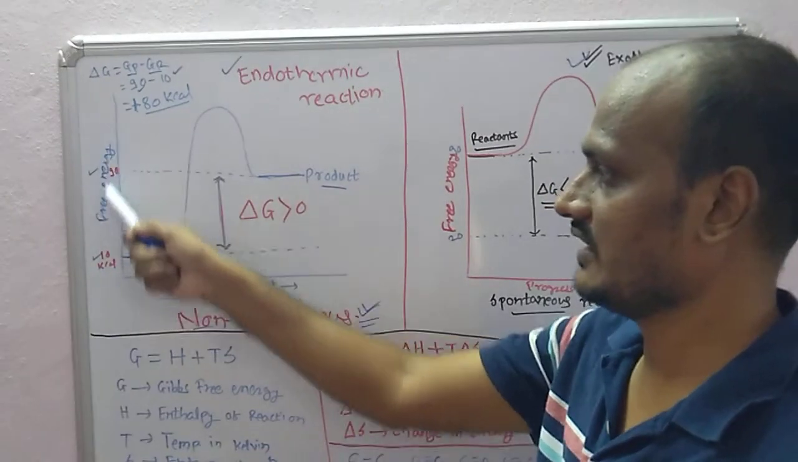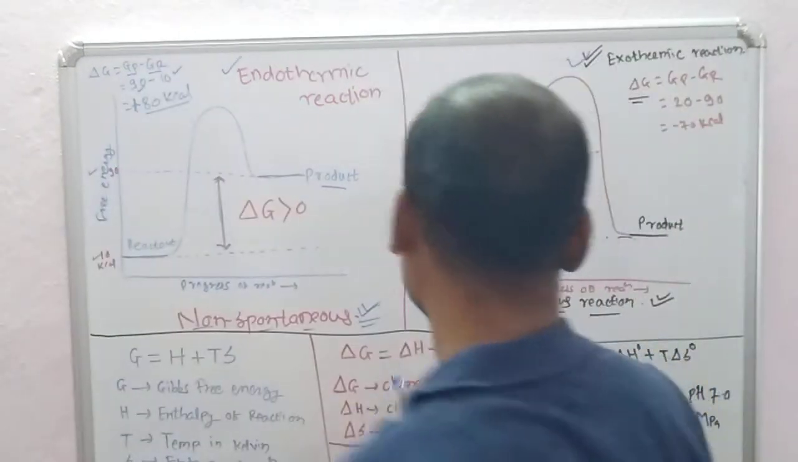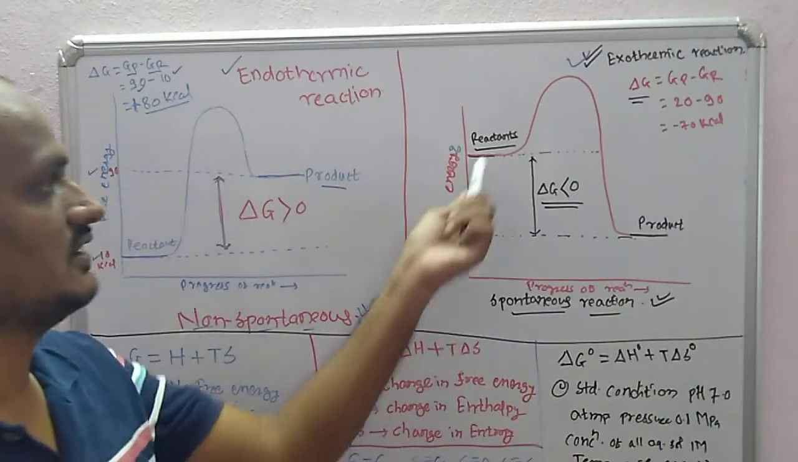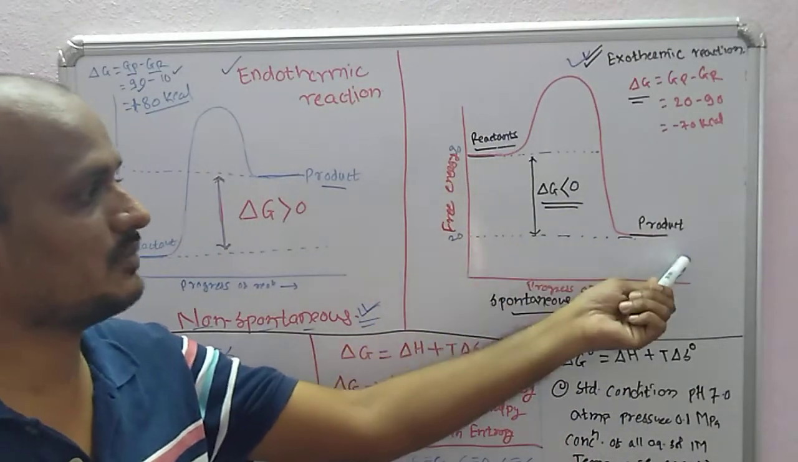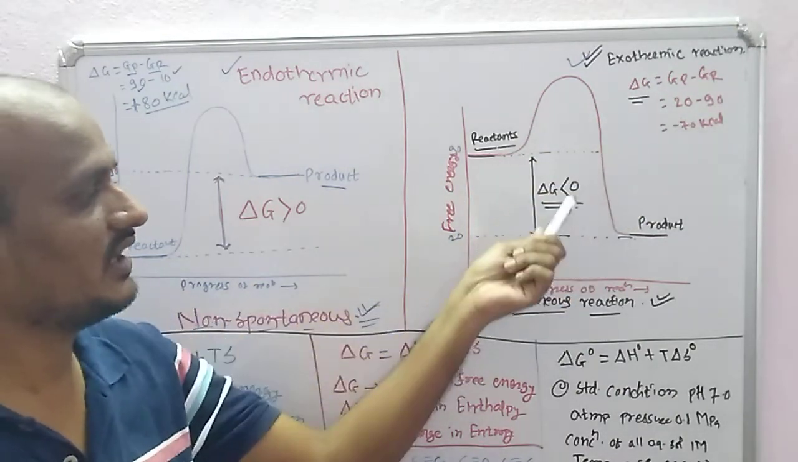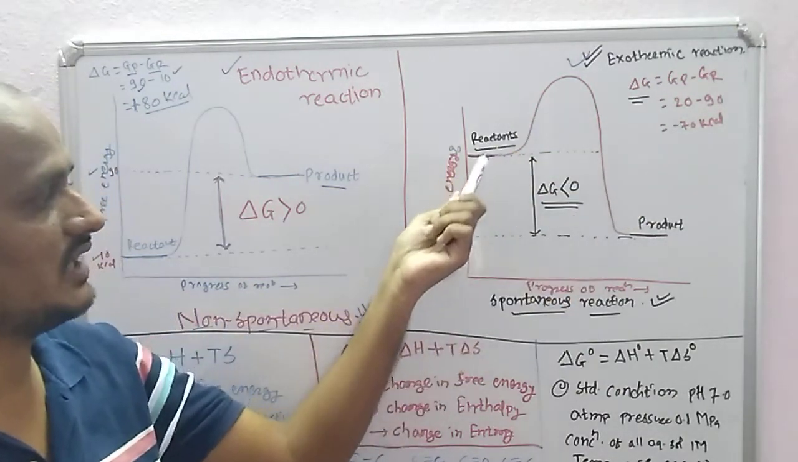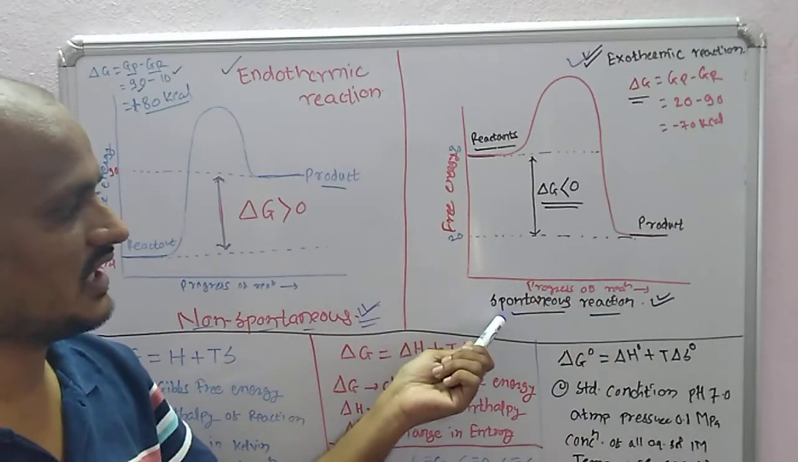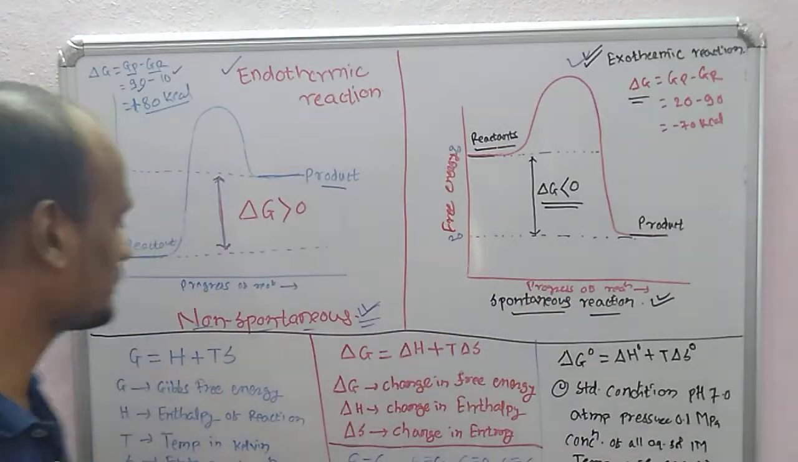Okay, and we are drawing it on the reaction coordinate. If it is a spontaneous reaction, the reactant has a higher energy than the product, so this delta G difference will be negative. We have seen here, this is a reaction coordinate diagram, and this is a spontaneous reaction.